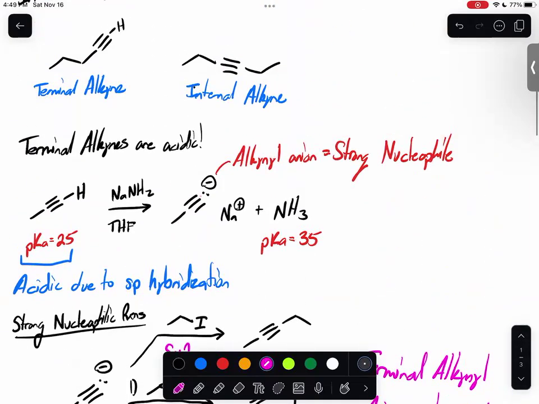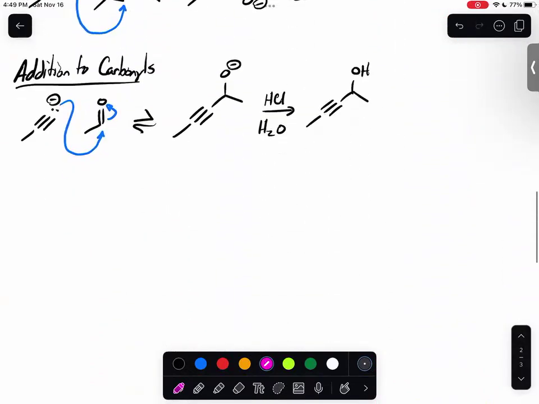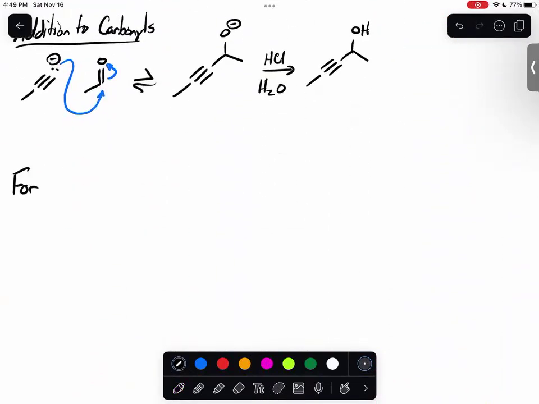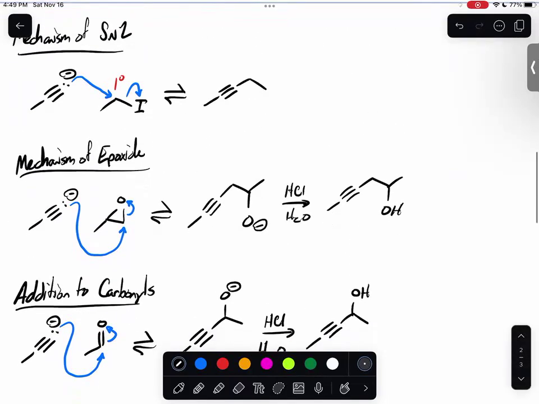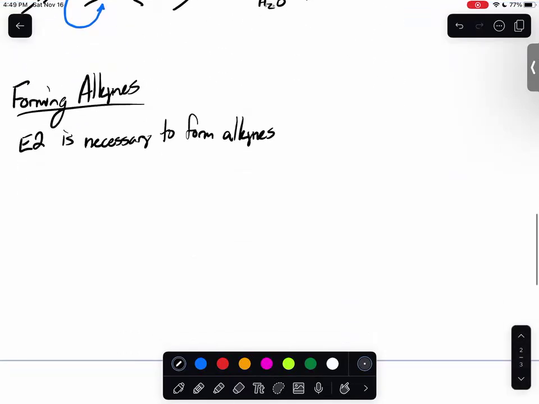So with this in mind, the question now becomes, how do we actually make these types of alkynes, right? Because essentially, with our alkenes, we talked about how to make them. So now we really do need to talk about forming different types of alkynes. So with this, the first thing that you need to know is that E2 is necessary to form alkynes, right? The only other way that we can really form an alkyne is if we brought it in from another molecule and did a substitution like we saw in these three previous examples.